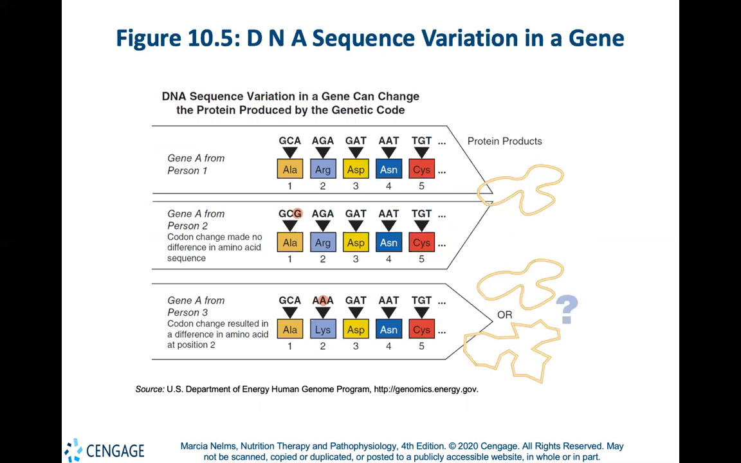Figure 10.5, DNA sequence variation in a gene. Specific codons direct the cell's protein synthesizing machinery to add specific amino acids.